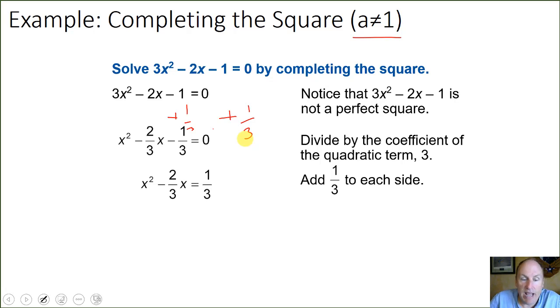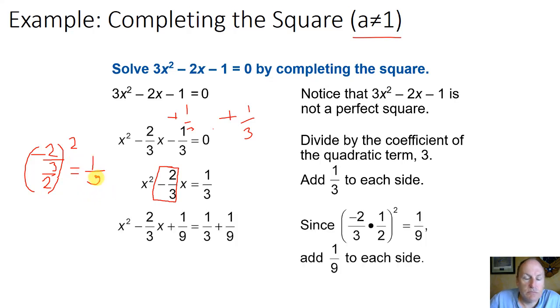Now we've isolated the x squared and bx terms. So we need to complete the square. We need to take this b term, divide it by 2, and square it. So we get negative 2/3, over 2, squared. And when we do that, we wind up with 1/9. So now we add 1/9 to the left side, and we add 1/9 to the right side to keep it in balance, and we've created a perfect square on the left.